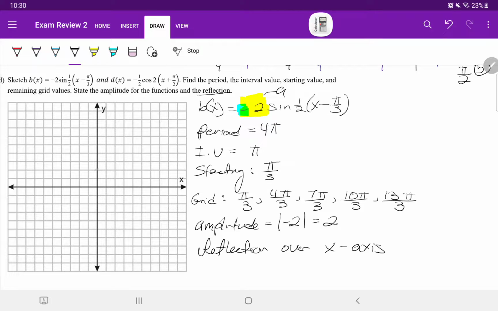So let's set that function up. That's 1. That's 2. Negative 1. Negative 2. Pi over 3. 4 pi over 3. 7 pi over 3. 10 pi over 3. And 13 pi over 3.